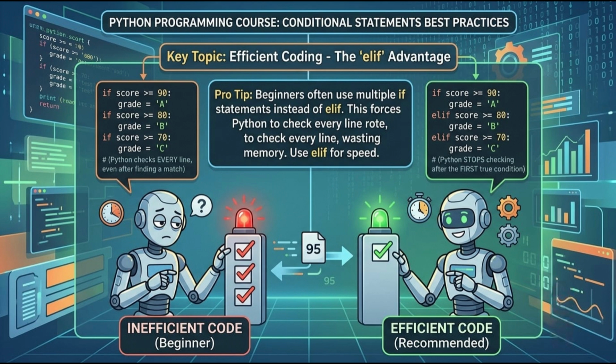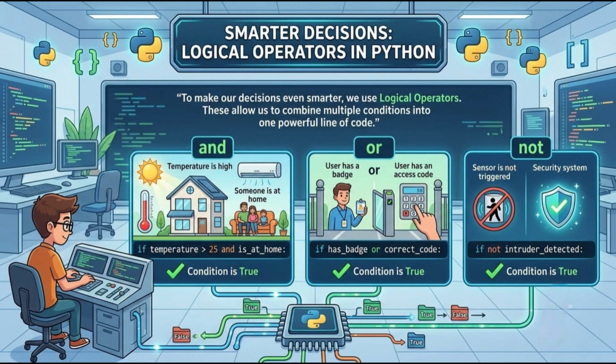Pro tip: beginners often use multiple if statements instead of elif. This forces Python to check every line, wasting memory. Use elif for speed. To make our decisions even smarter, we use logical operators. These allow us to combine multiple conditions into one powerful line of code.